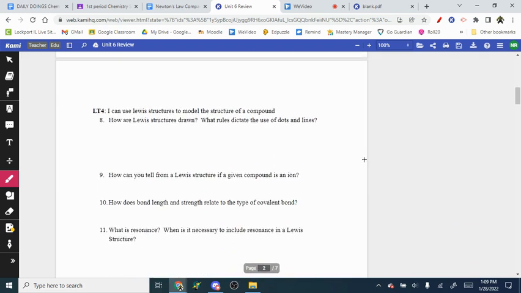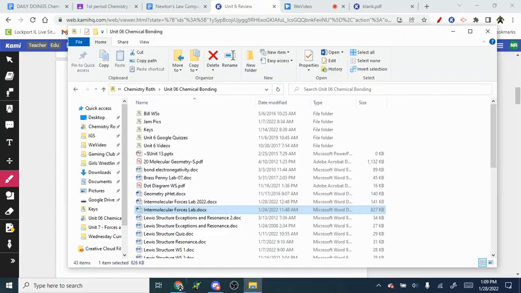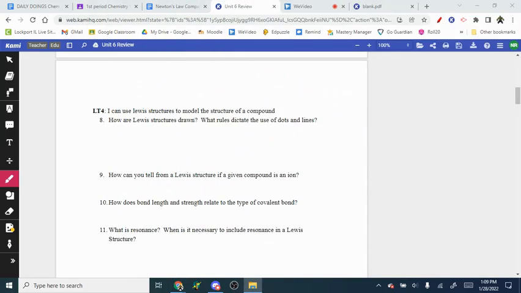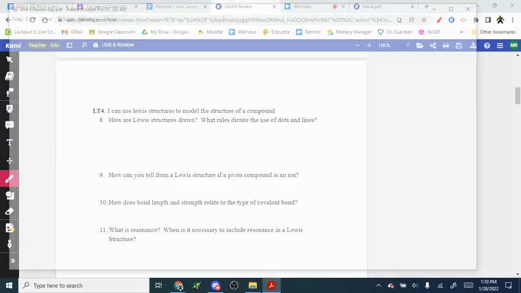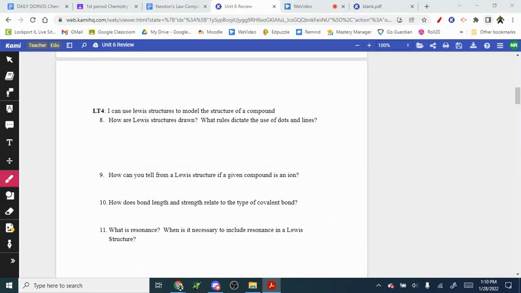All right, how are Lewis structures drawn? What rules dictate the use of dots and lines? So, Lewis structures are drawn by first, so there's steps. First, we are going to find how many valence electrons each element in the compound has.